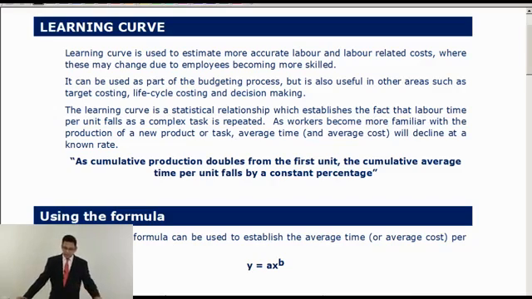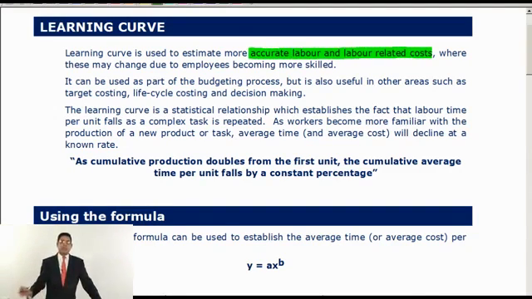So learning curve is used to estimate more accurate labor and labor related costs, because it is about the human activity that we perform jobs or tasks again and again, and then we get paid on the basis of this, where these may change due to employees becoming more skilled. It can be used as part of the budgeting process, but it is also useful in other areas such as target costing, life cycle costing, and decision making.